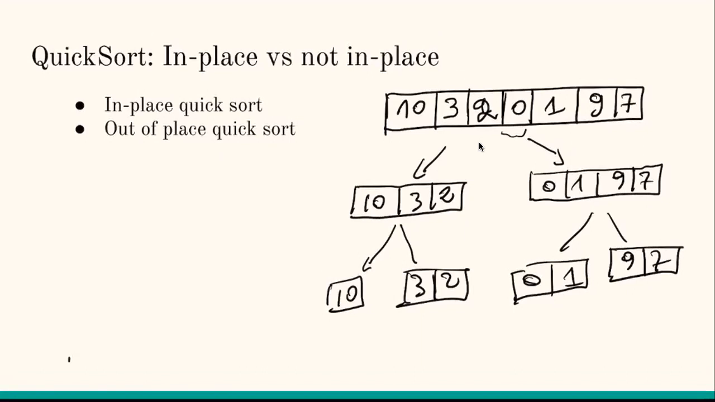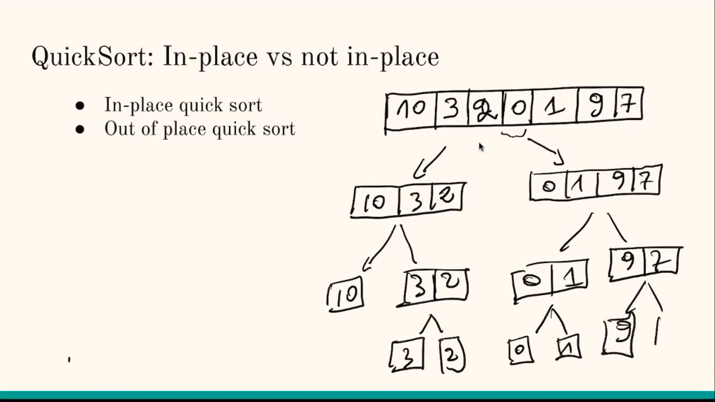But let's stop here. This is a divide step. Till now, the array is not sorted, right? So we can say this one will also be divided into 3, 2, and this one into 0, 1, and this one into 9, 7, okay? So till now, the array is not sorted. The particularity of merge sort is that the sorting is done in the merge step, in the combine step, okay? The sorting is done in the combine step.